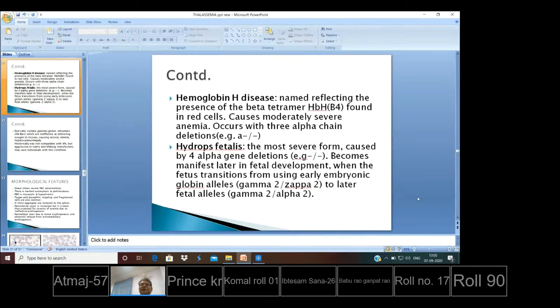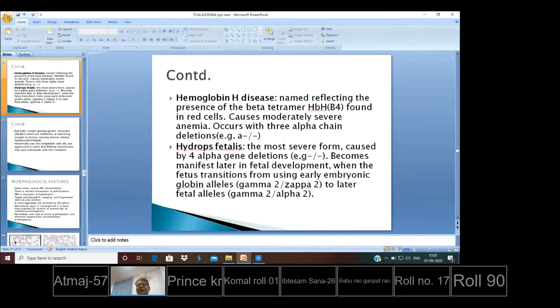Hemoglobin H disease, named reflecting the presence of beta tetramer found in red cells, causes moderately severe anemia. It occurs with 3 alpha chain deletion. When 3 alpha chains are deleted, this is known as hemoglobin H disease. There is unpairing of beta chains, with only one alpha chain and beta chain in excess. There is no union of alpha chain with beta chain. Alpha chain is the lesser amount. Only one is present, and 3 are deleted.